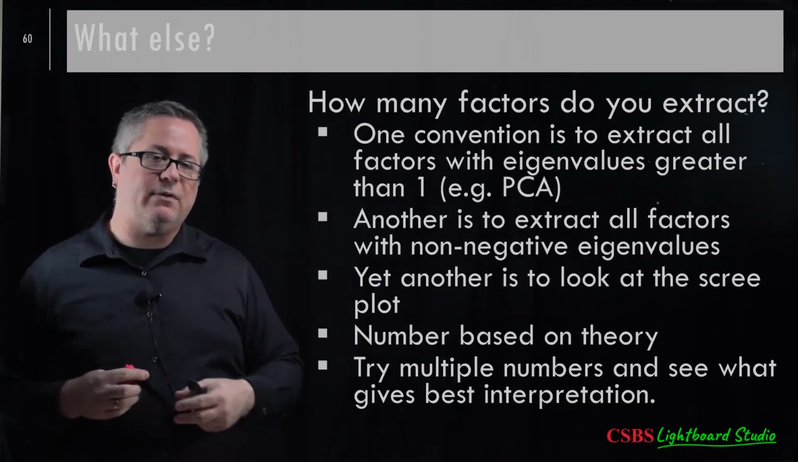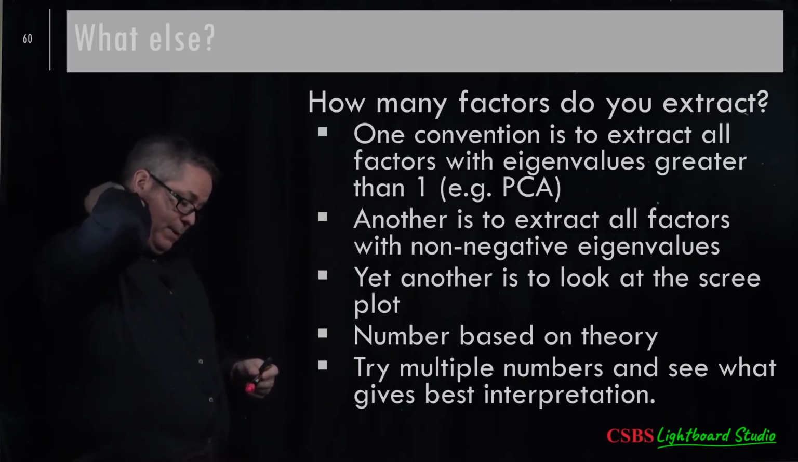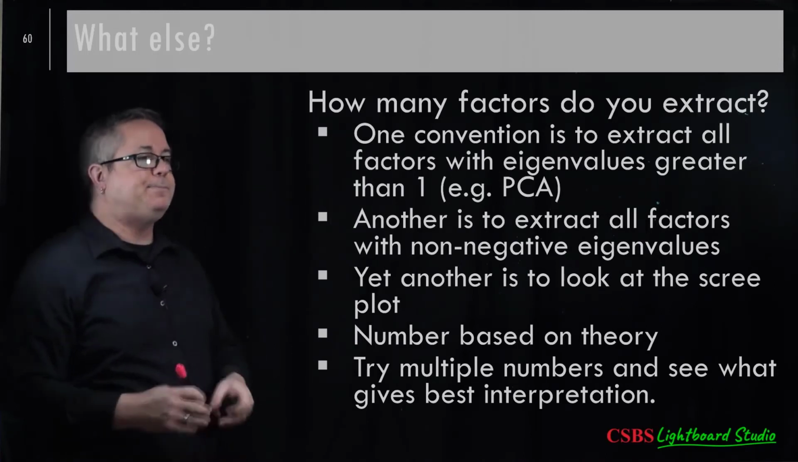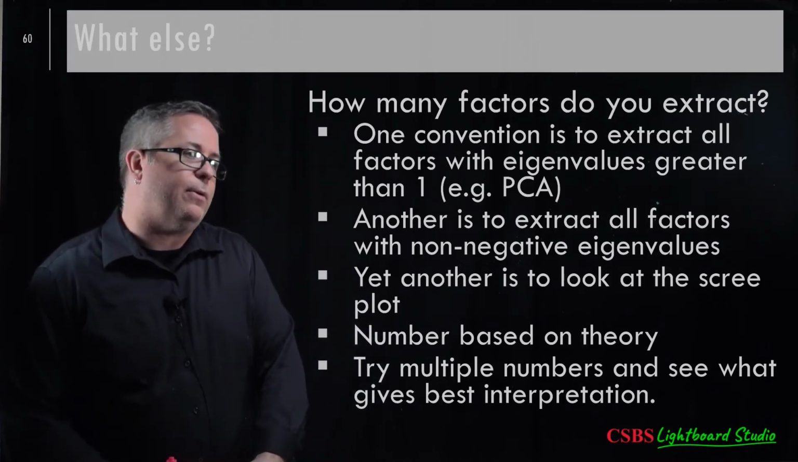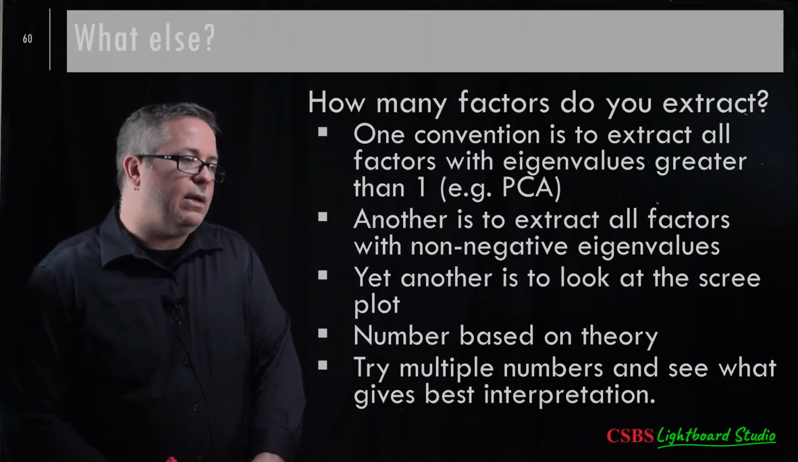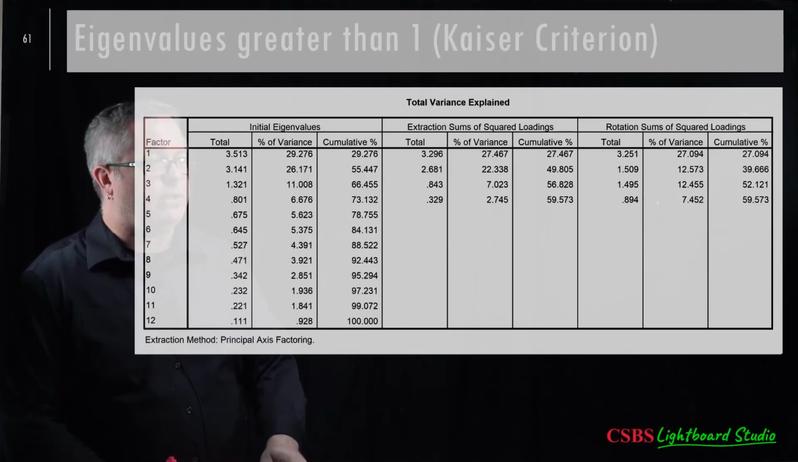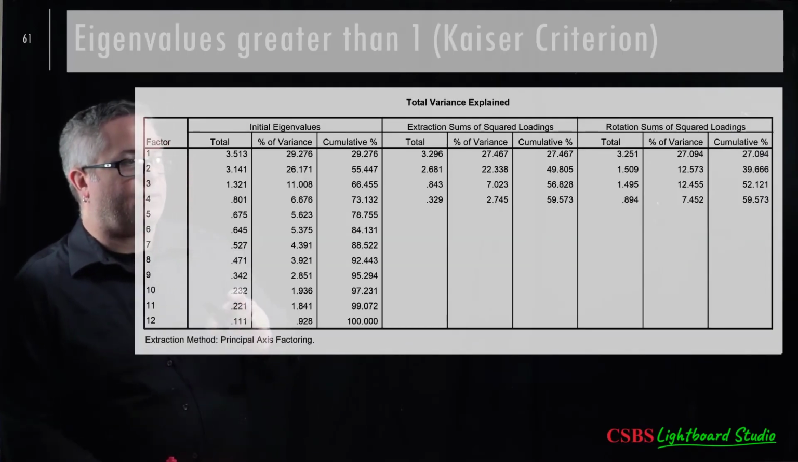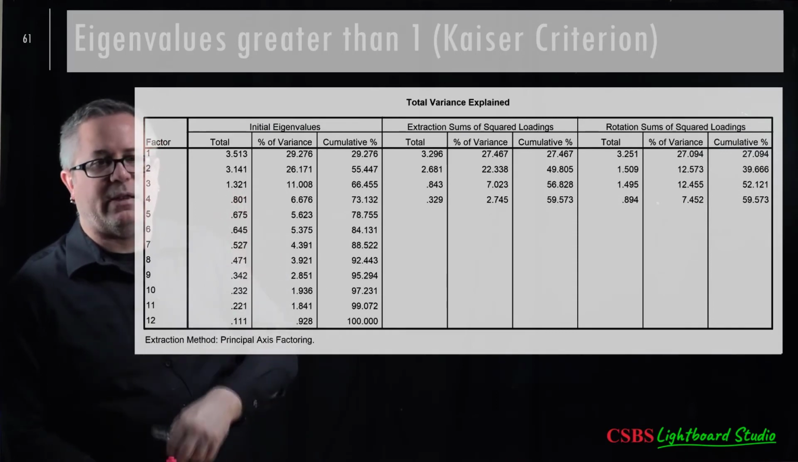So the last few things I want to make sure I mention: well, how many factors do you extract? The default in SPSS, and I imagine other programs as well, is to extract all factors with eigenvalues greater than 1. This is something called the Kaiser criterion. This is the default in most programs: you only keep the eigenvalues that are greater than 1, and that's the Kaiser criterion that is applied in SPSS.